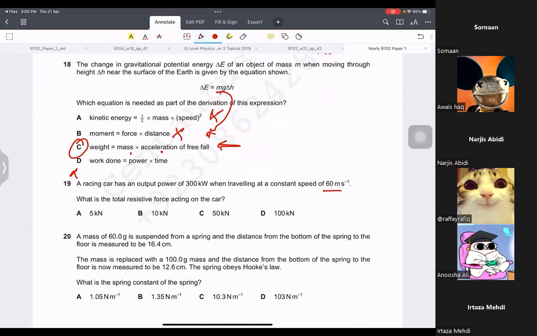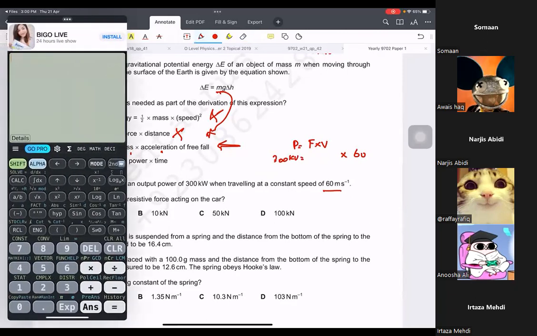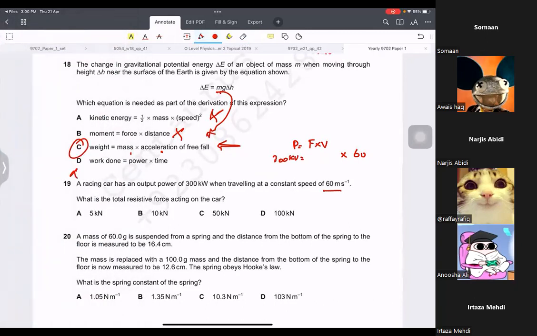So output power, constant speed. Okay. Power is force times velocity. Constant speed means that this power is also needed at the back. Kilowatt times 60. That's wrong. 300 kilowatt. 300 divided by 60 is 5. 5 kilonewton. Okay. That should be the answer then.